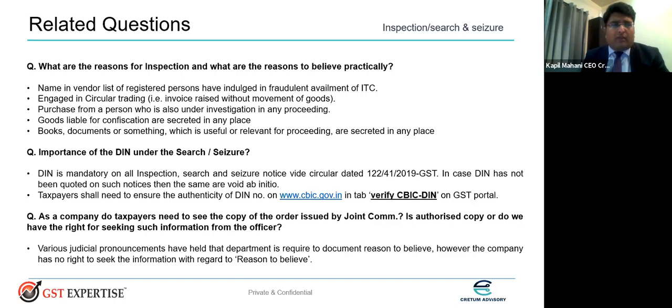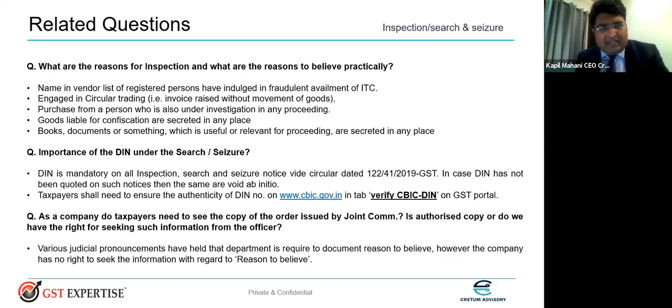So that is more of the cases wherein inspections are being done on the basis of reason to believe, and they have a reason to believe because they have inspected some premises wherein some circular trading or some chain has been busted out. So that's the kind of reason to believe wherein they can come to the premises.